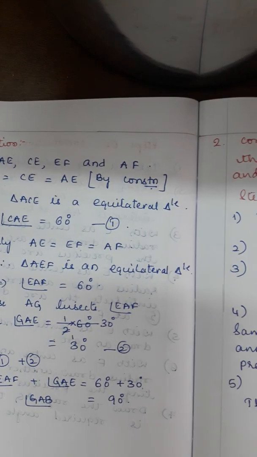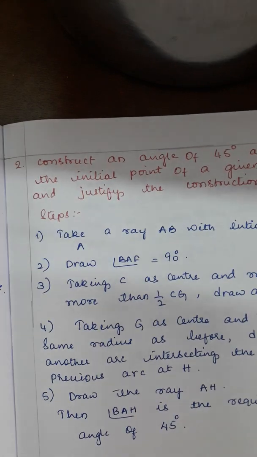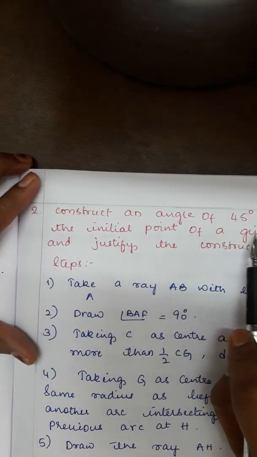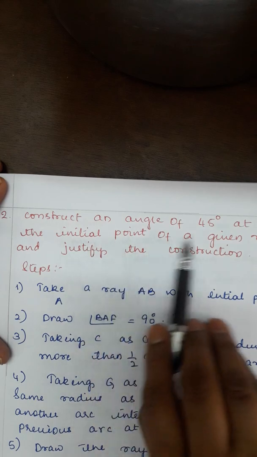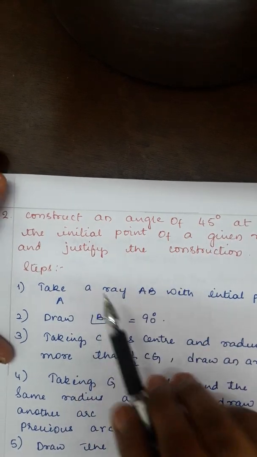Okay. So coming to the second question. The second question is: construct an angle of 45 degree at the initial point of a given ray and justify the construction.